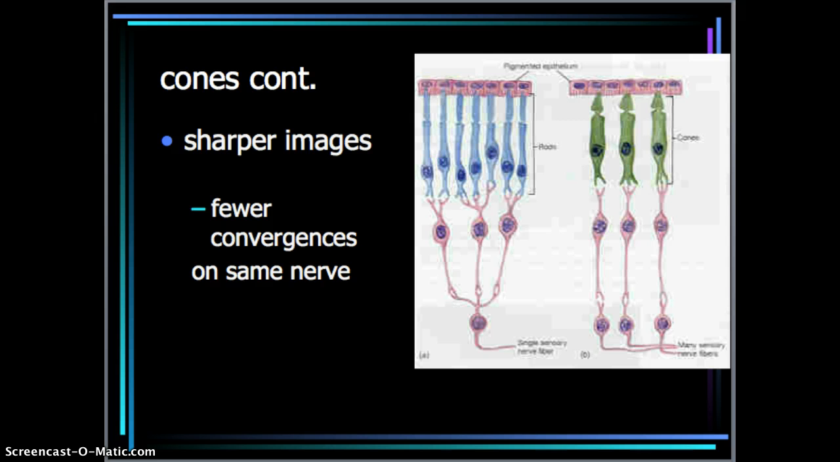Rods have more convergence, which means the impulses transmitted to the brain converge onto the same nerve fiber, so the brain is not able to tell which receptors were stimulated because they all converged onto one nerve. That's why rods give a more general outline of objects. Cones don't have as much convergence, so the brain can pinpoint stimulation more accurately. Here we have rods and all of their impulses are converging onto one nerve fiber. Here we have cones and there's less convergence or no convergence in this diagram.